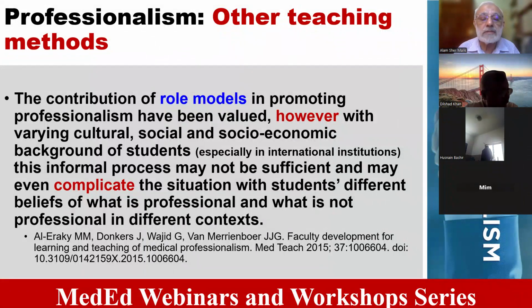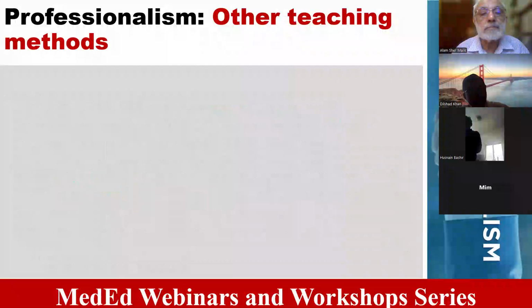As we have discussed in the beginning about the definition and scope of professionalism, the definition and scope may be slightly different in different geographical, cultural, or religious situations. So in that background, the role model sometimes may even complicate the situation because the behavior of the role model may be different than what students think about professionalism.